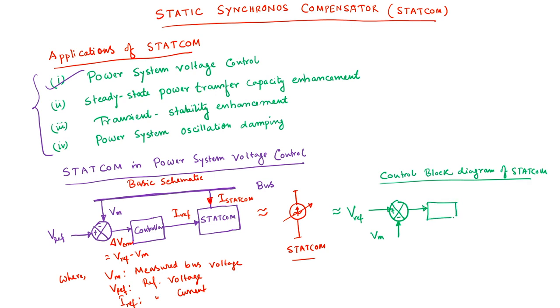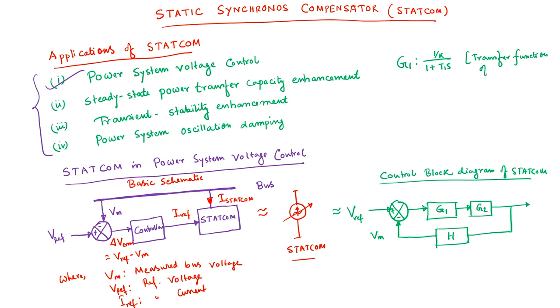This controller transfer function is represented by, let us say, G 1. Then there is another block which represents the transfer function of the transportation lag of this STATCOM, and then finally it is providing the desired voltage to the bus. And in the feedback, we will also have a feedback transfer function H. Here G 1 is representing 1 upon k 1 plus t 1 s, that is the transfer function of the controller.